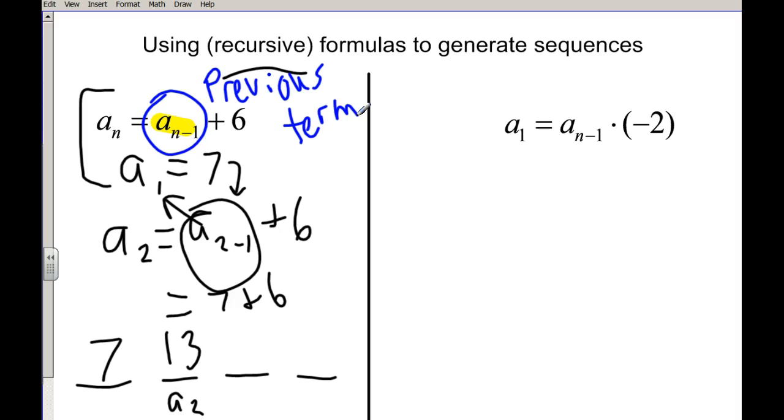And so if you just take the previous term and add 6 to get to the next term, this would be 19, and this would be 25. And you can see you're just adding 6 every time to get the next term. Here's multiplication with the previous term.